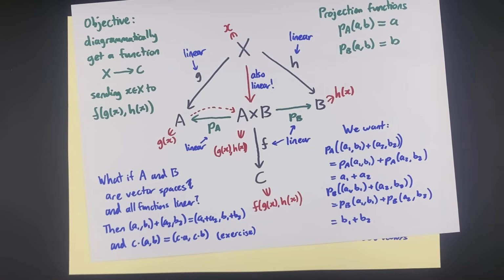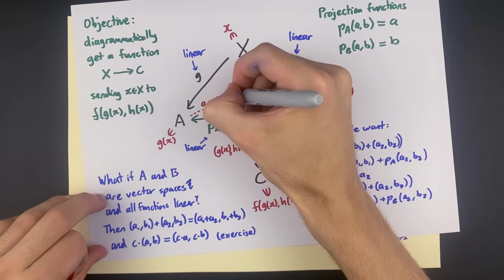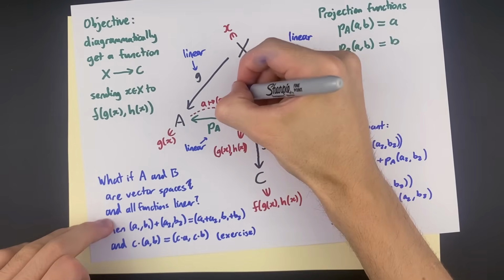The problem is that even though there are functions going from A to A cross B, none of them are canonical in any sense. We would want to send an element A to a pair whose first entry is A, but what about the second entry? There's no canonical element of B we should choose.